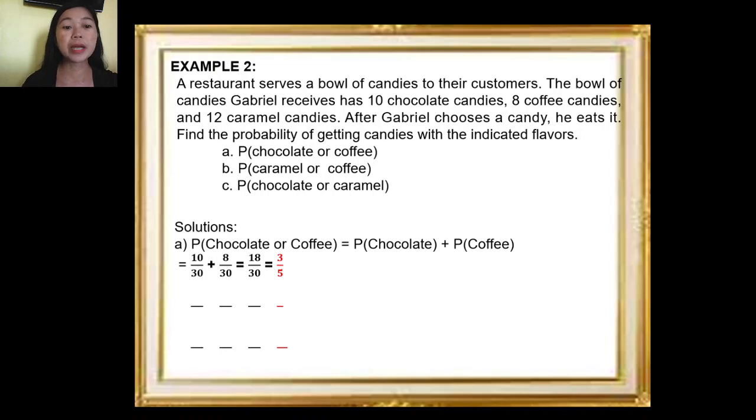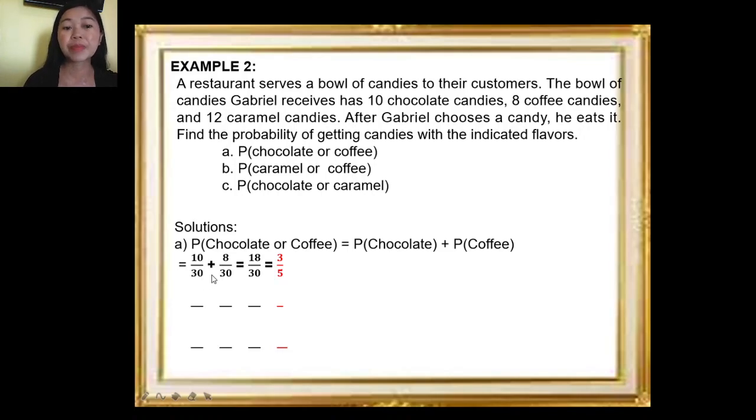Okay, for number 1, the probability of chocolate or coffee is equal to the probability of chocolate plus the probability of coffee. So, wala tayong ima-minus kasi magkaiba naman yung chocolate flavor sa coffee flavor. So, ilan ang chocolate? So, there are 10 chocolate candies. Ilan lahat yung candies? So, 10 plus 8 plus 12. So, there are 30 candies all in all. So, the probability that it is chocolate is 10 over 30.